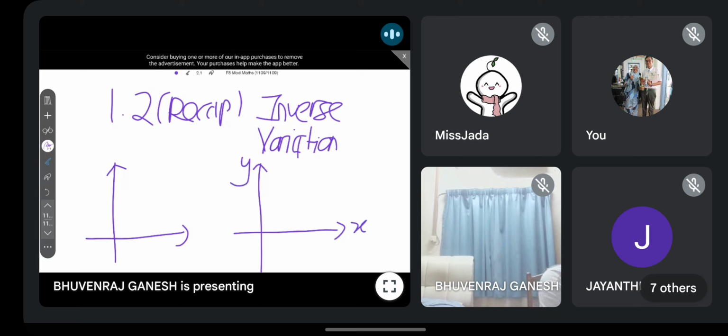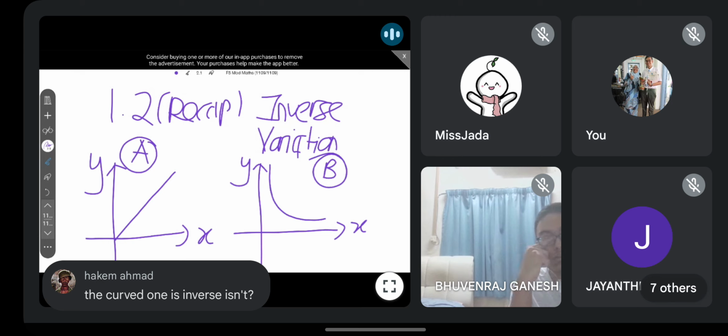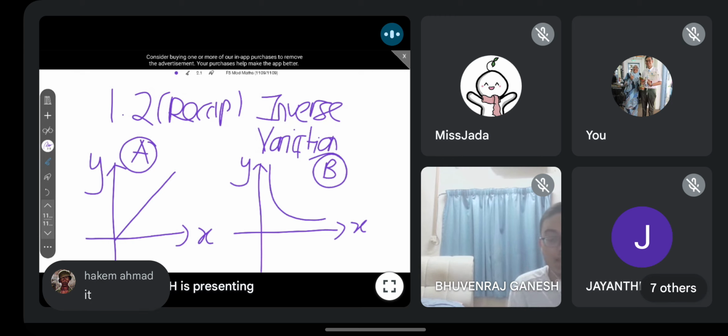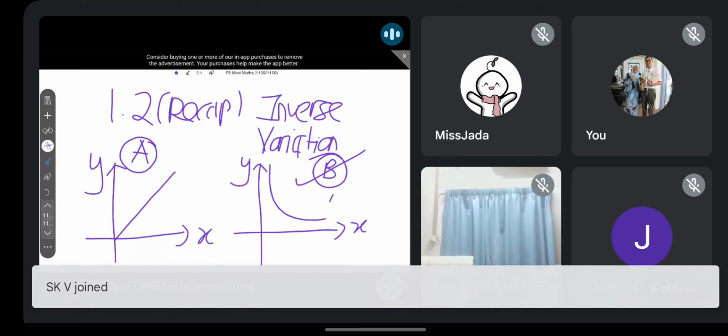X and Y. Okay, which graph shows inverse variation? Graph mana tunjuk ubahan songsang? Yes, okay, correct. The curve one shows the inverse variation. Whenever you see a curve graph, melengkung macam tu, this one will show inverse variation.